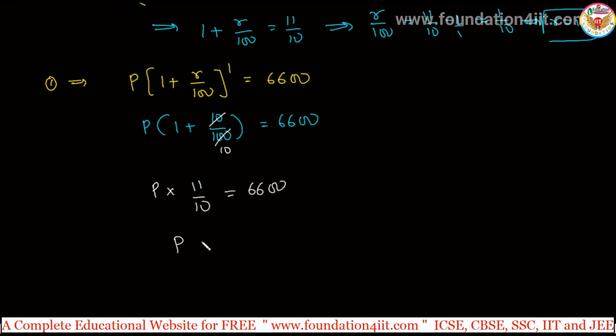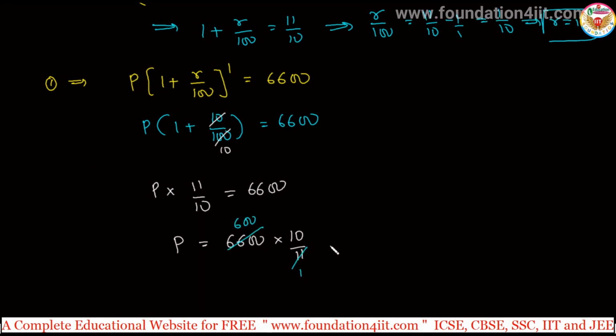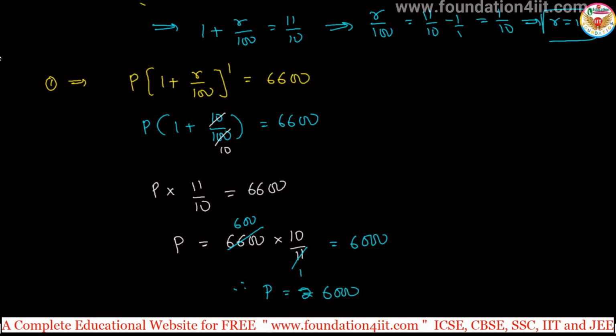6600. So then P is equal to 6600 into 10 divided by 11. Cancel this: 11 times 1, 6 times 66, 600 into 10, 6000. So therefore the principal amount is equal to rupees 6000. Okay, that is the P value.